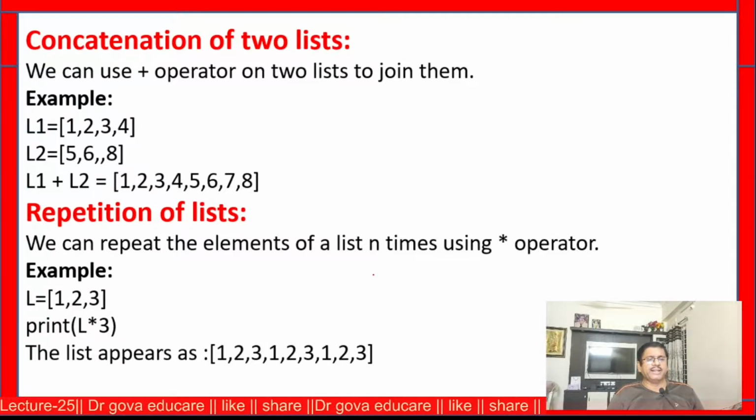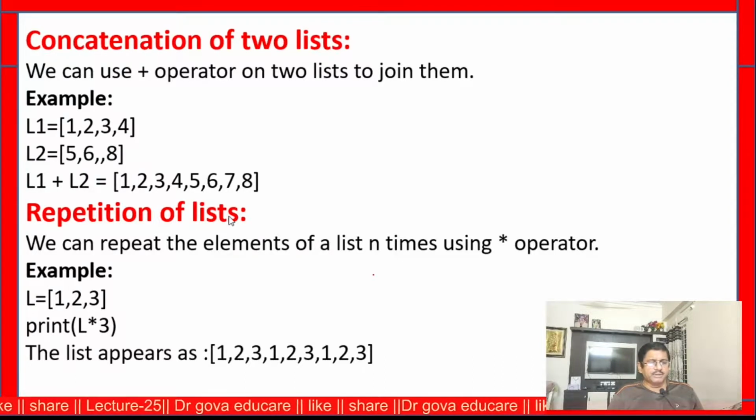In the repetition operator, the list is displayed multiple times. Now this is the example: L1, L2. I want to add L1 and L2, that is the concatenation, joining the two lists. Observe here the first list. Now L1 plus L2: the elements of L2 are added at the end of the list. Observe 1, 2, 3, 4, 5, 6, 7, 8.